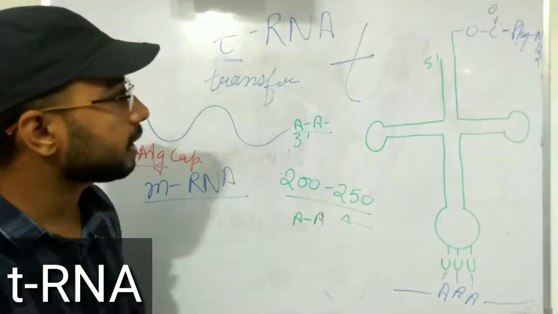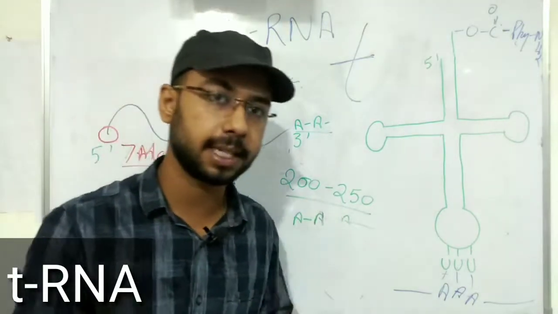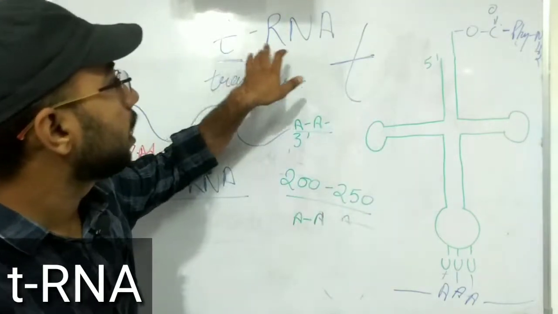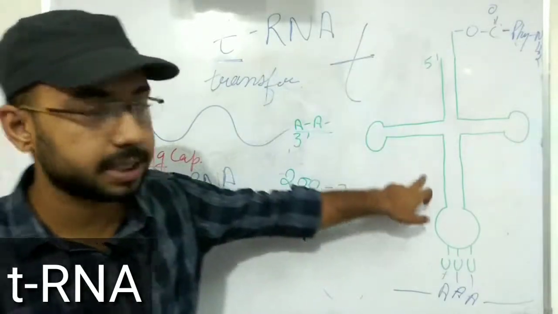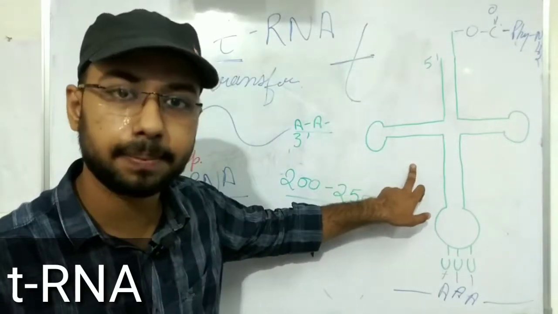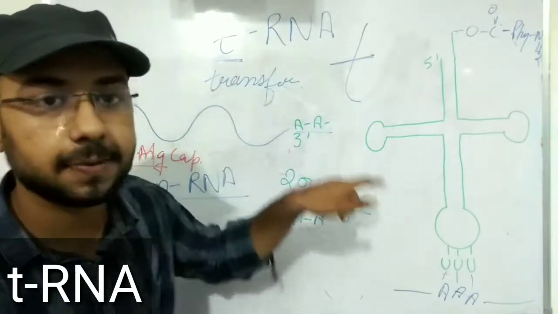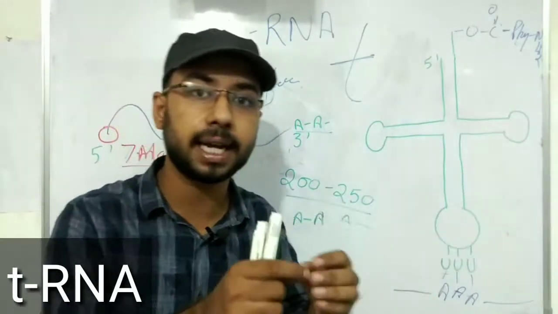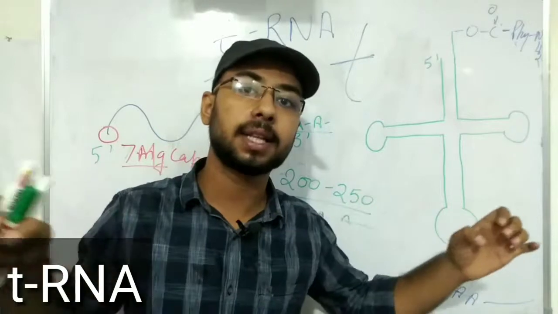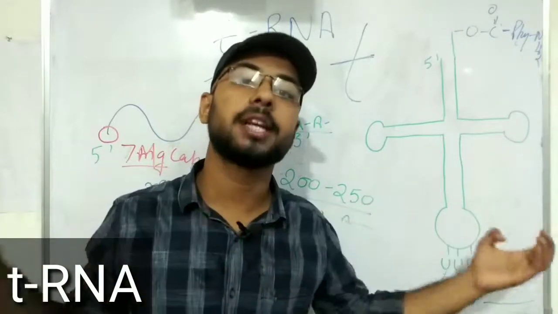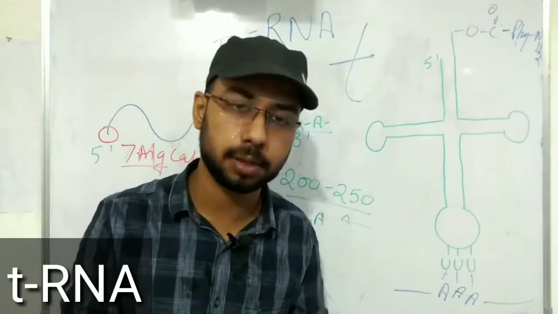Okay, so what are the specifications of tRNA? Firstly, the first T in tRNA stands for its shape. It is T in shape. Second is transfer. It transfers the amino acid so that amino acids will link together with peptide bonds and a protein will form in the translation process.